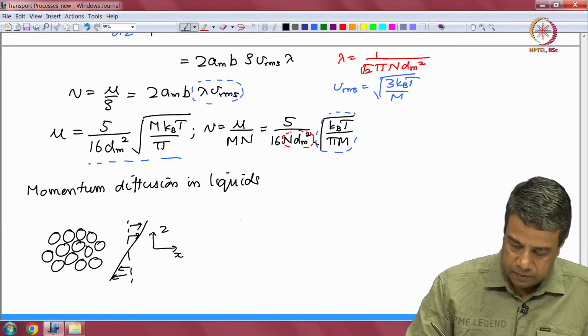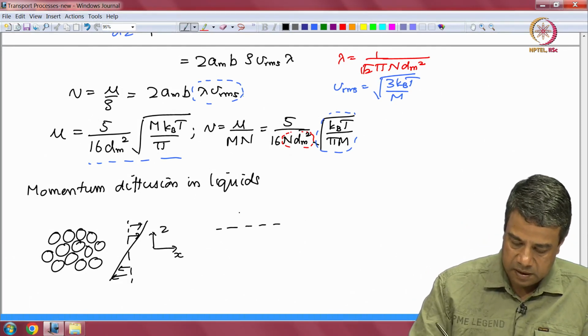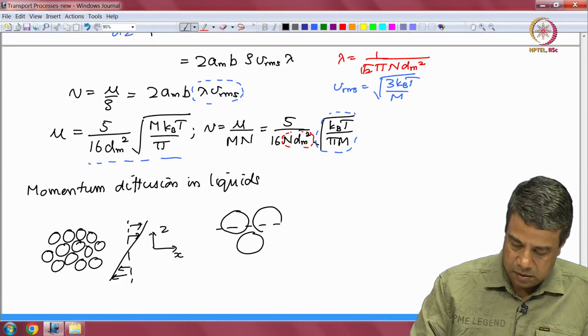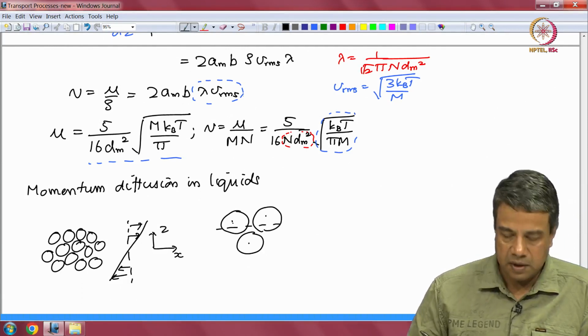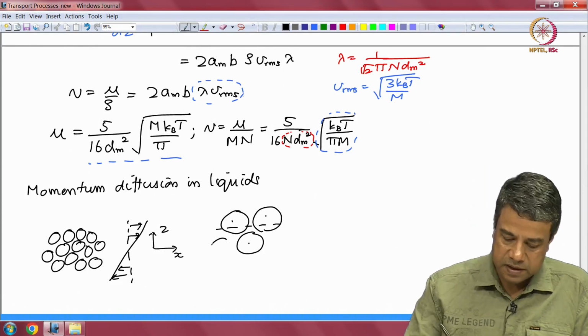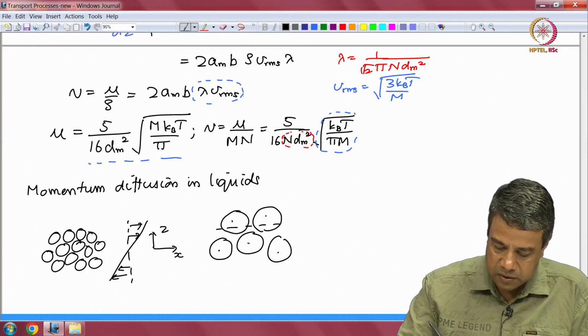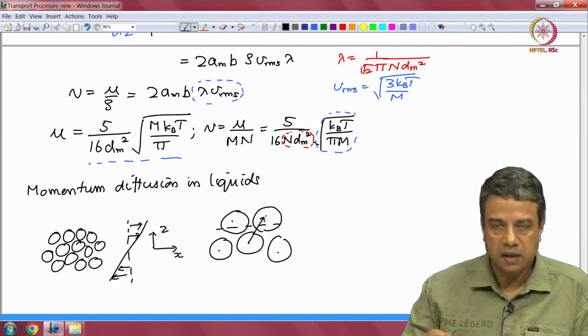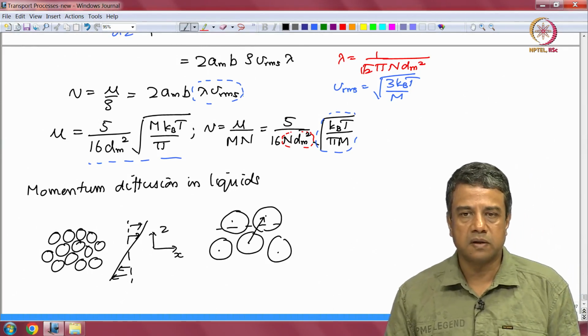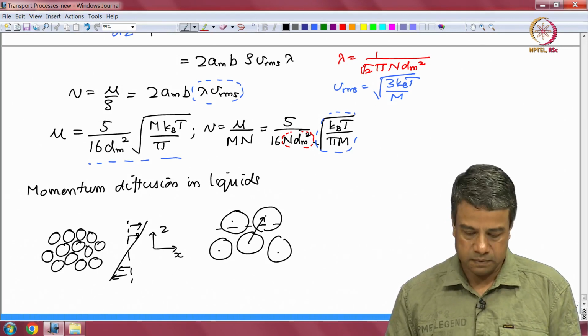So, if I have a surface in a liquid, I do not require a molecule to physically move to transport momentum. It is sufficient if a molecule on one side of the surface exerts a force on a molecule on the other side of the surface. That is sufficient to transport momentum through the liquid.